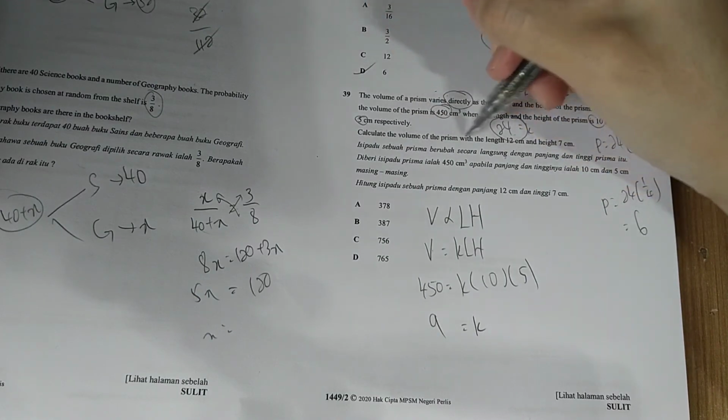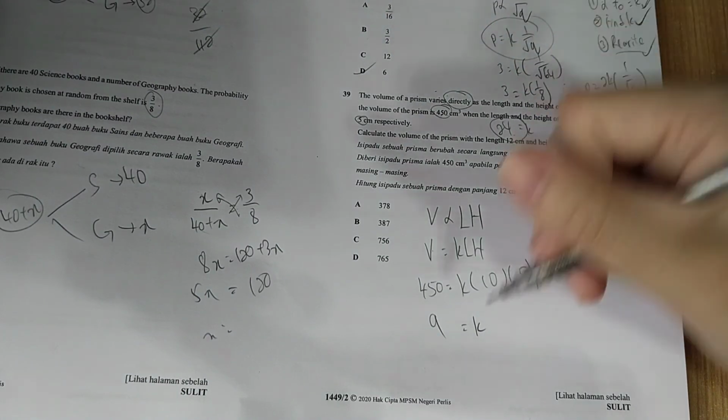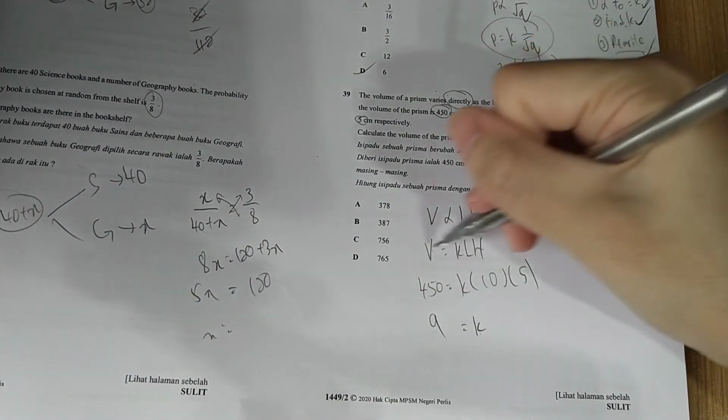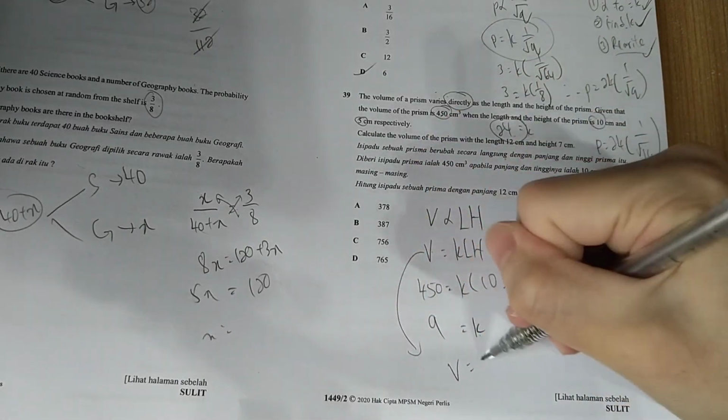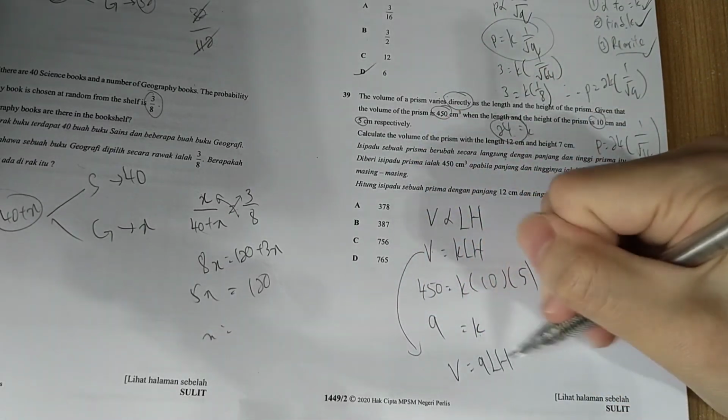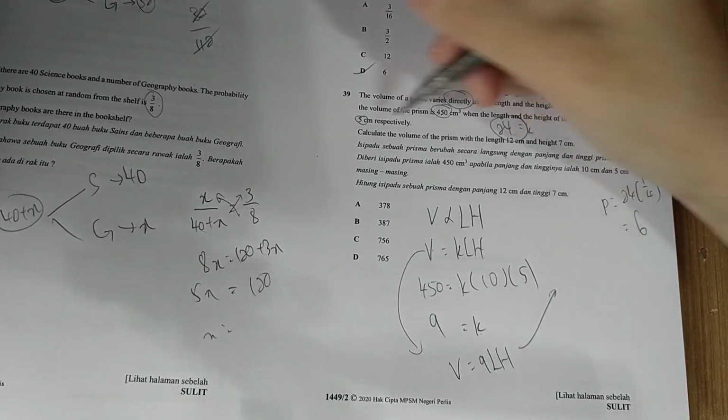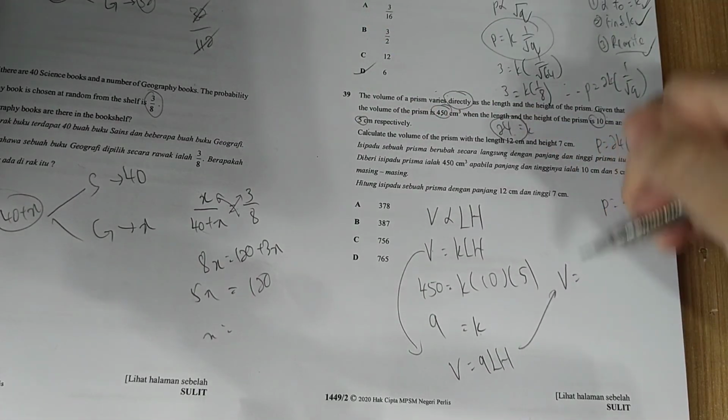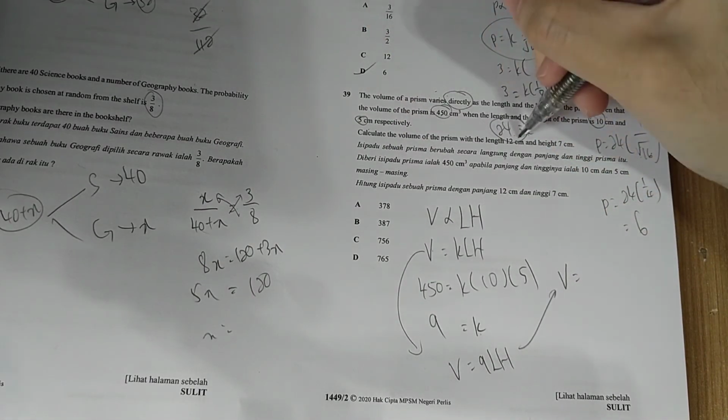And then calculate volume of prism with length 12 and height 7. So after you find K, you have to rewrite, right? So when you rewrite, it becomes V equals to 9LH. And the hubungan is darab. But it's not over yet because they want you to calculate the volume if length 12, height 7.